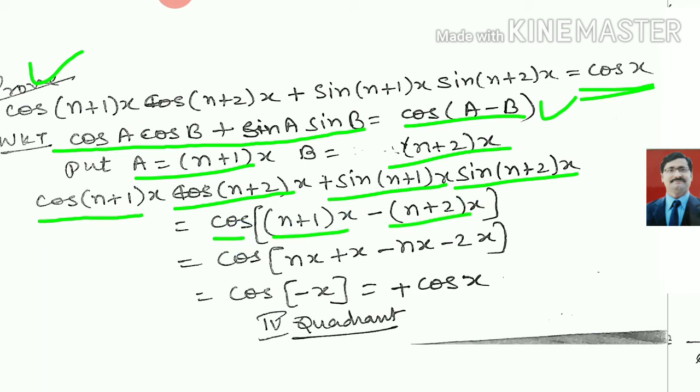So what we get: cos, you open this bracket, nx + x - nx - 2x. nx and nx are cancelled. x - 2x is what we get, cos(-x), and cos(-x) means this is the fourth quadrant. In the fourth quadrant cos is positive, so we will get plus cos x. So hope you understand this.